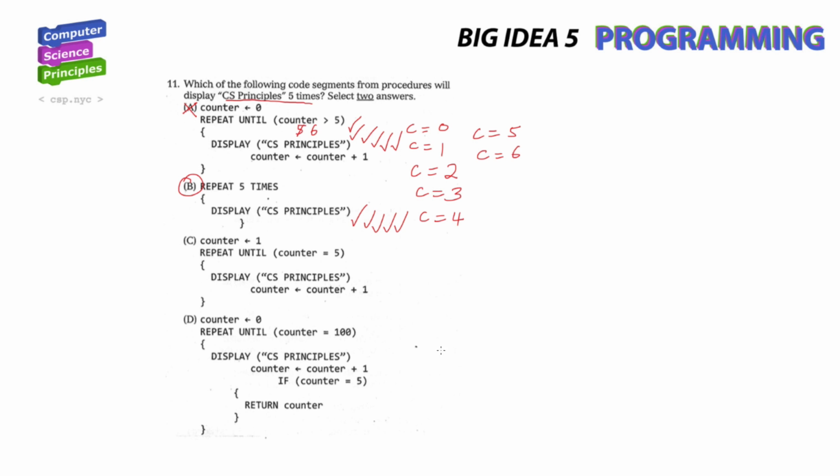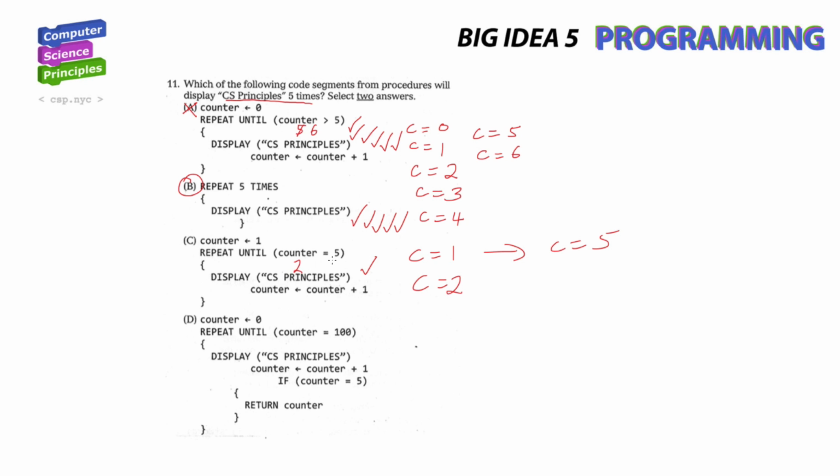All right, let's take a look at C. It says counter is given the value of 1, so counter equals 1. It says repeat until counter equals 5. So display CS principles, okay? And then counter is given counter plus 1, so now counter equals 2.